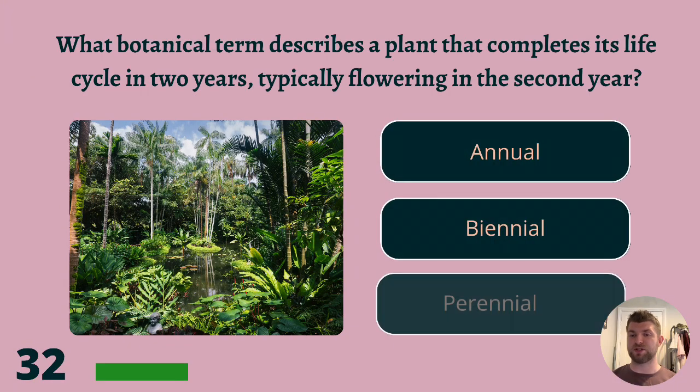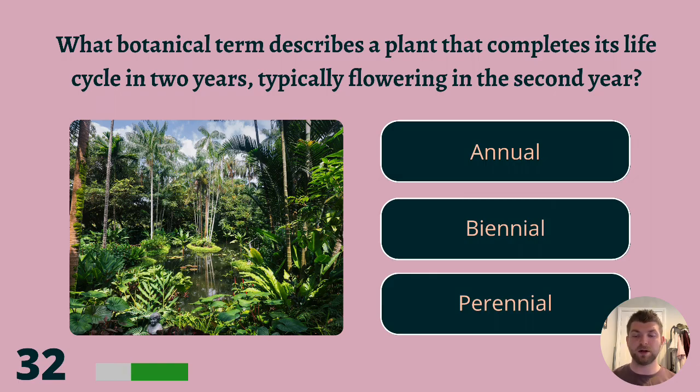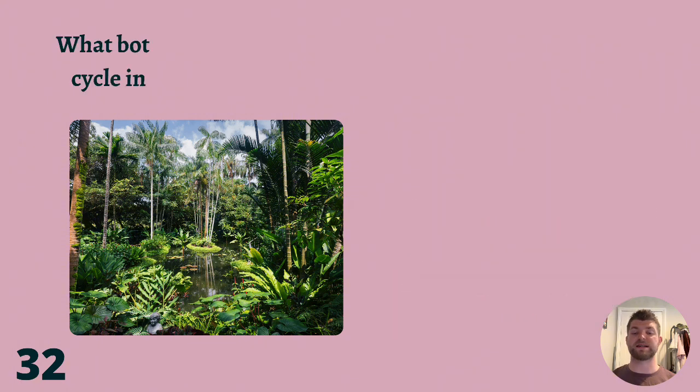32. What botanical term describes a plant that completes its life cycle in 2 years, typically flowering in the second year? Annual, biennial, or perennial? The answer is biennial.